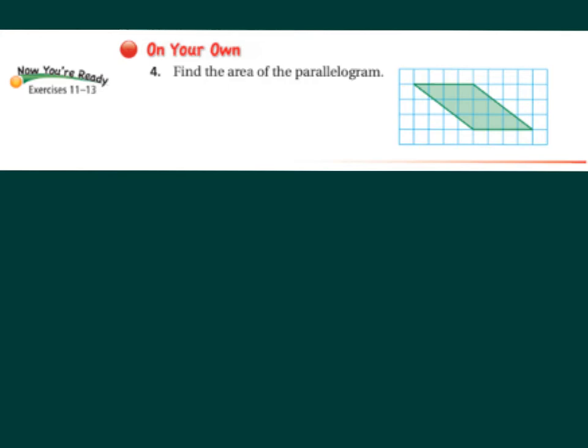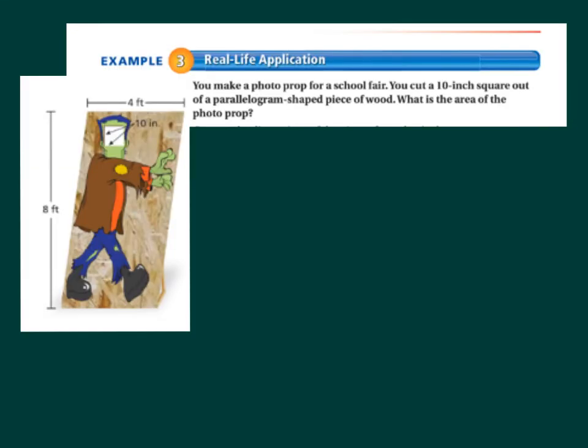So again, we want to count the base and the height of our shape. So hopefully you've done that by now, but we have 1, 2, 3, 4 for our base. And again, the height is from the highest point to the lowest point. And if we count that off, 1, 2, 3. So our base is 4 times our height, 3. We multiply those together, we get 12 units squared. Sorry this last one is a little blurry.